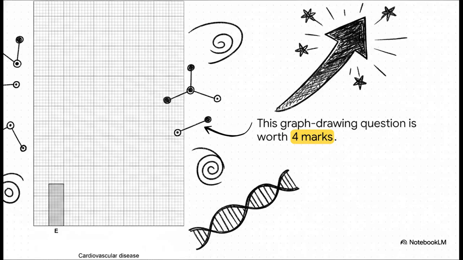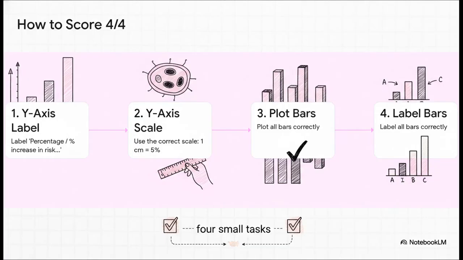All right, now for the big kahuna of this question. 1.7 is a graph drawing task, and it's worth a whopping 4 marks. I know drawing graphs can feel a little scary, but honestly, these are some of the easiest marks you can get, as long as you have a system. And this is the system. It's basically a 4-point checklist. You get a mark for labeling your y-axis with the right words and units. You get another for picking a sensible scale that fills the space. A 3rd mark for plotting all your bars accurately, and a 4th for making sure each bar is labeled. Just tick those 4 boxes, and those 4 marks are all yours.